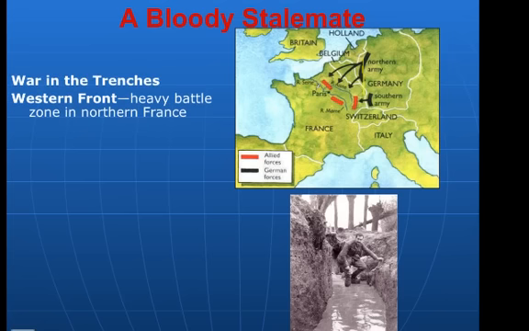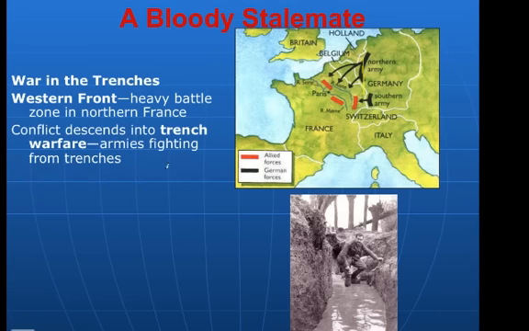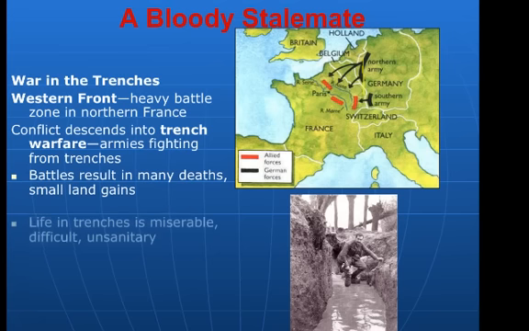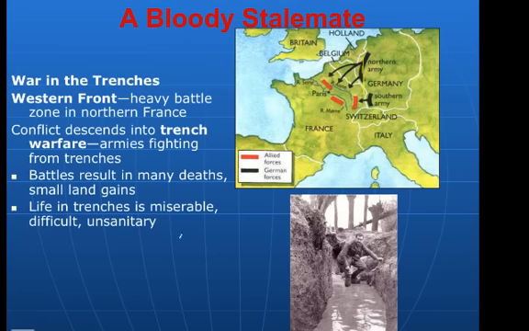It's a heavy battle zone in northern France, and basically what both sides started to do were dig these deep trenches, which we'll talk a lot about in a while. We'll talk about why it was so disgusting. And what happens is, remember, the last unit was the Industrial Revolution, which meant that there were all these new inventions. Well, these new weapons led only to more death.